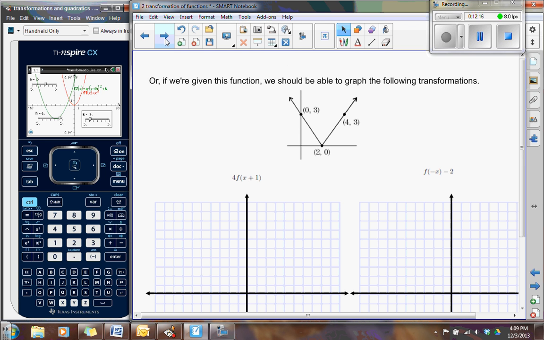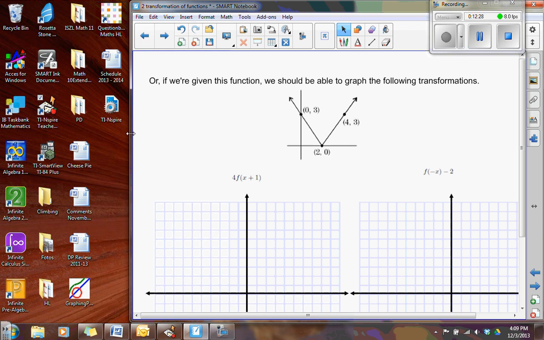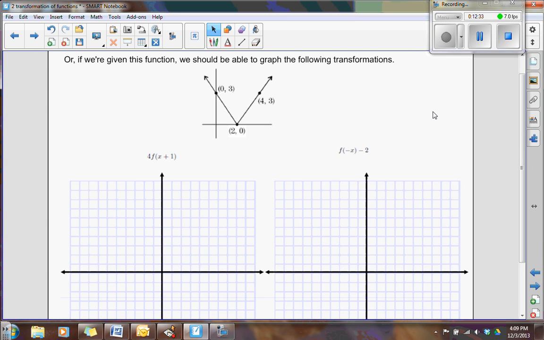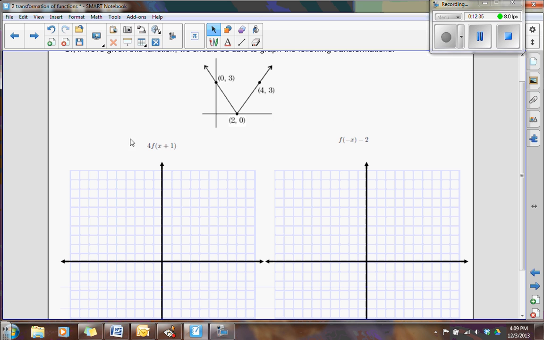Okay, if we're given this function, which is an absolute value function, we should be able to graph the following transformations. So I'm just going to get rid of my calculator. Okay. So basically, we know that every single point is going to be moved to the left 1. You can see that h is 1. It's within this function, and we're adding 1. So it's going to actually move every point to the left 1. So let's start with that.